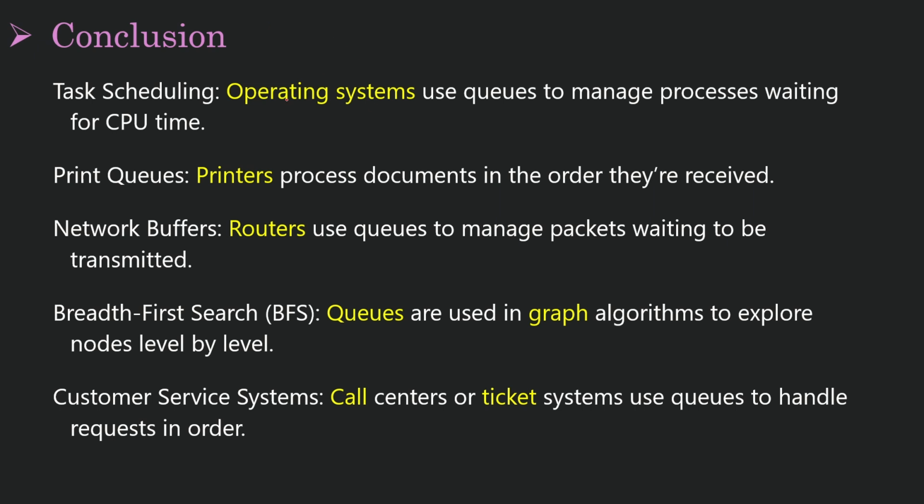Applications of queues. Queues are widely used in computer science and real-world systems. Here are some key applications. Task scheduling: operating systems use queues to manage processes waiting for CPU time. Print queues: printers process documents in the order they're received. Network buffers: routers use queues to manage packets waiting to be transmitted. Breadth-first search (BFS): queues are used in graph algorithms to explore nodes level by level. Customer service systems: call centers or ticket systems use queues to handle requests in order.